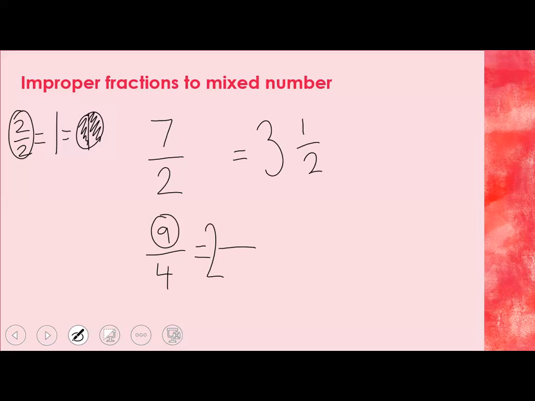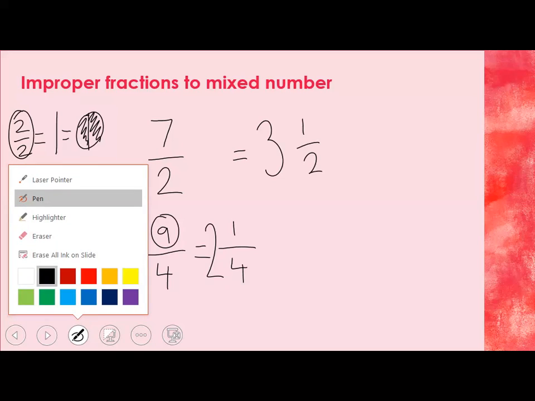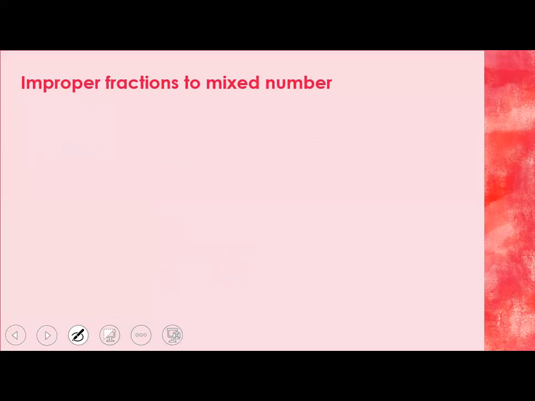Then how many quarters have I got left over? Well done if you worked out the answer is 1. Now, some of you might be realising this is very similar to that bus stop method division that we do. We are using the same sort of math skills. Let's have a few more goes at converting improper fractions to mixed numbers.